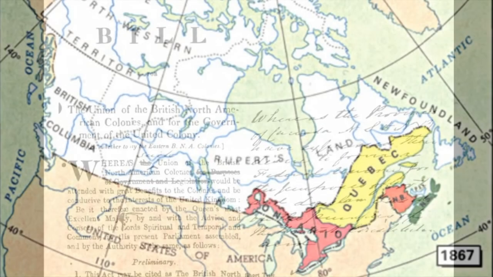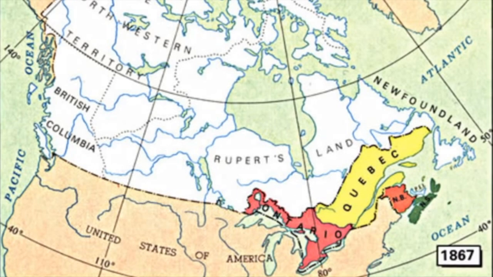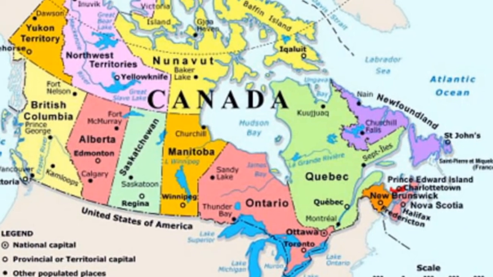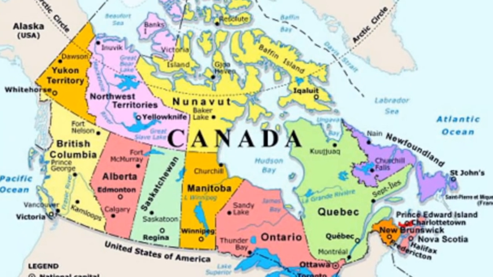The British North America Act was passed by the British Parliament, and the Act created Canada at the time of Confederation. It was the union of Ontario, Quebec, Nova Scotia, and New Brunswick. Canada is now comprised of 10 provinces and 3 territories.